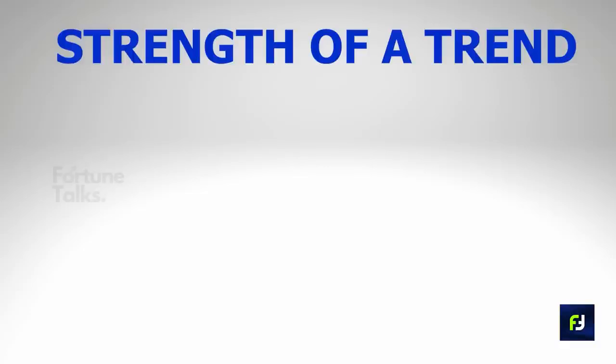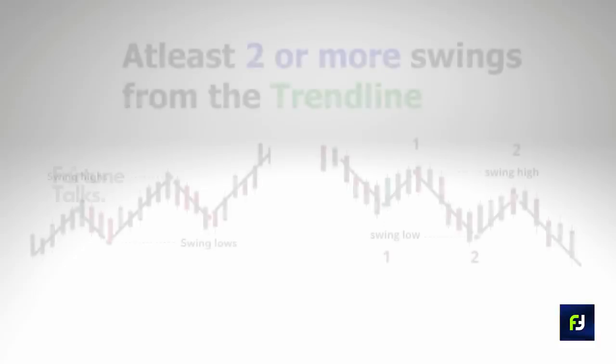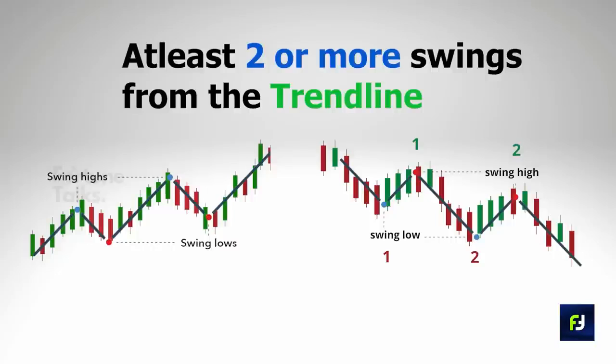So generally trends can be categorized into two types depending on the strength. That is, there can be a strong trend or there can be a dull or weak trend. The main parameters to keep in mind while categorizing trends based on their strength include a few parameters. Number one is that at least two or more swings have to be there, or there should be two or more points of contact in the trend line. Only then is a trend considered to be valid.